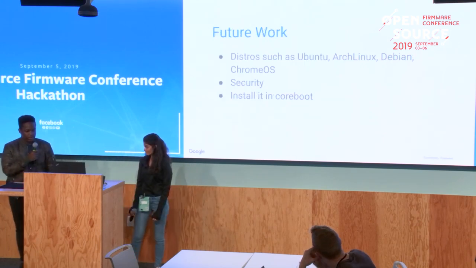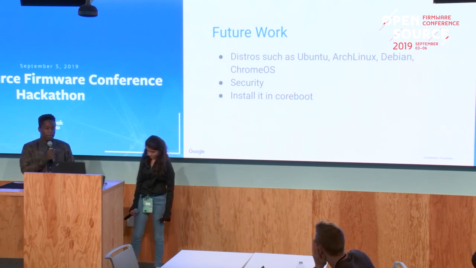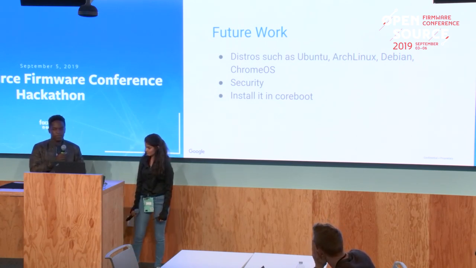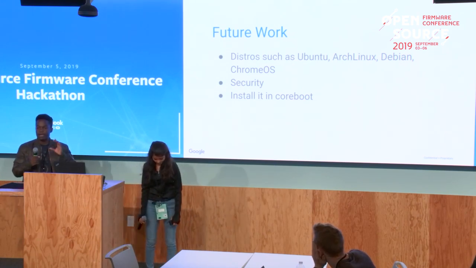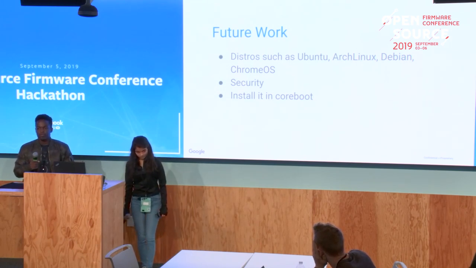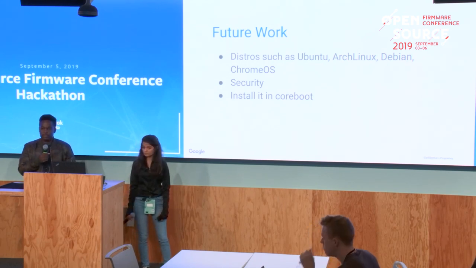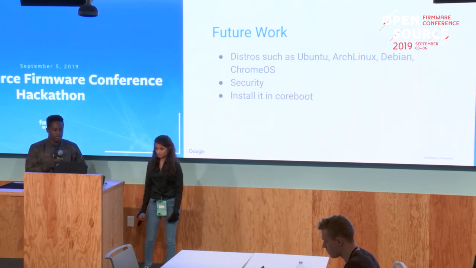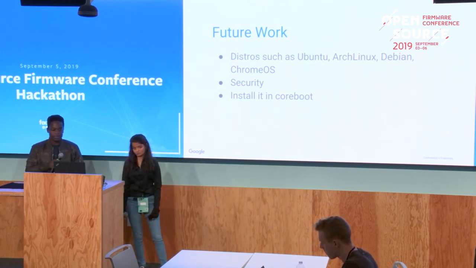So the future work on our project is to boot more distros. Right now, we can only boot Tiny Core. And to boot Tiny Core, we had to use our kernel and enable the persistent memory and recompile the kernel to mirror that of Tiny Core. But distros such as Ubuntu are big, and it's really hard to recompile their kernels. So we want to boot Ubuntu, Arch Linux, Debian, and Chrome OS, and some other operating systems.